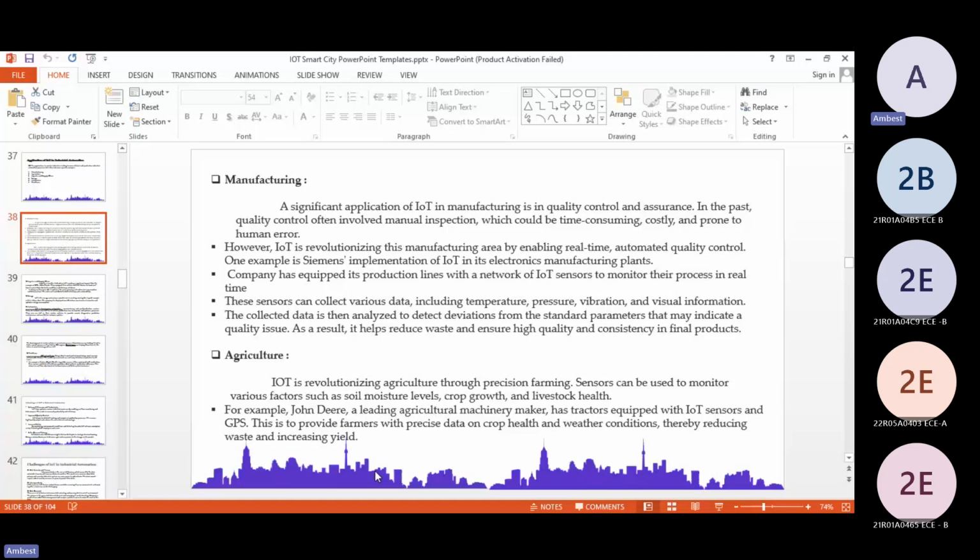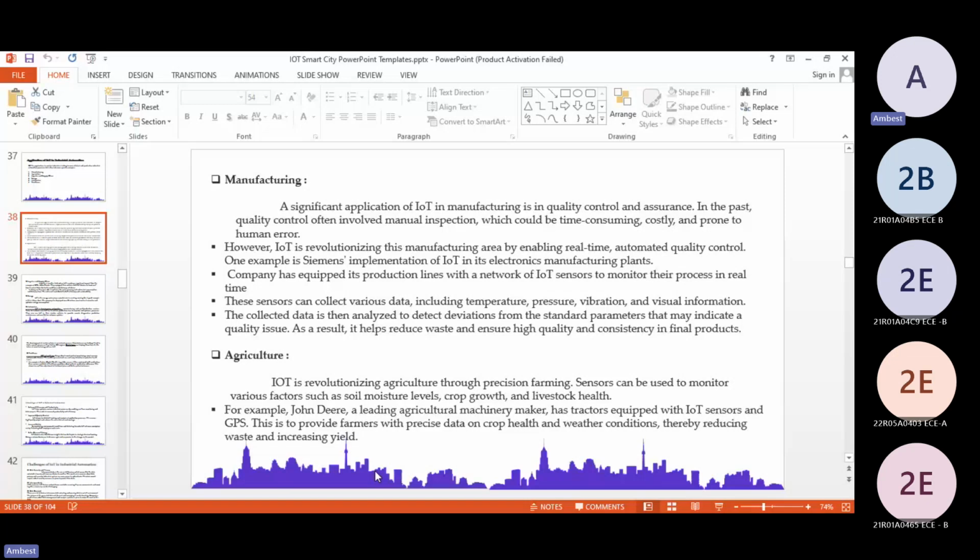So by this whole process, by analyzing and detecting deviations in the parameters compared with the standard parameters, it indicates the quality issue. With these results, it helps to reduce the wastage and ensure high quality and consistency of the final product. So following the steps mentioned just before: analyzing, then detecting the deviations, and from that deviation seeing the standard parameters. With that whole process, we can indicate the quality issue. As a result, they reduce the wastage, and also ensure high quality and consistency of the product.